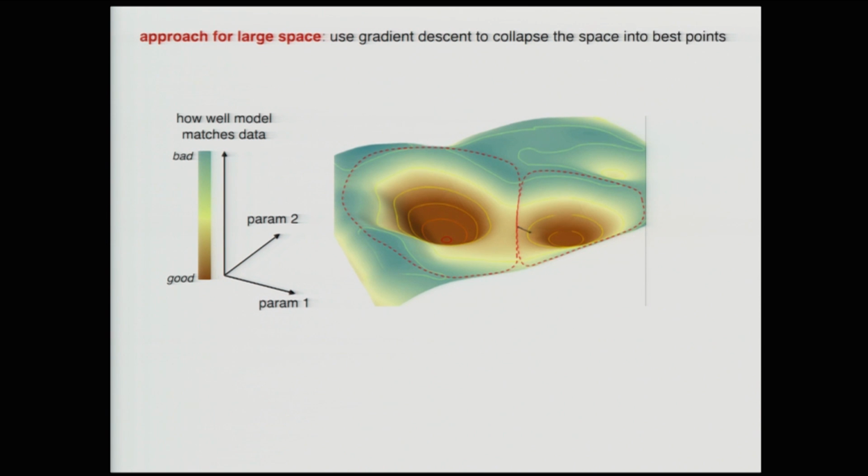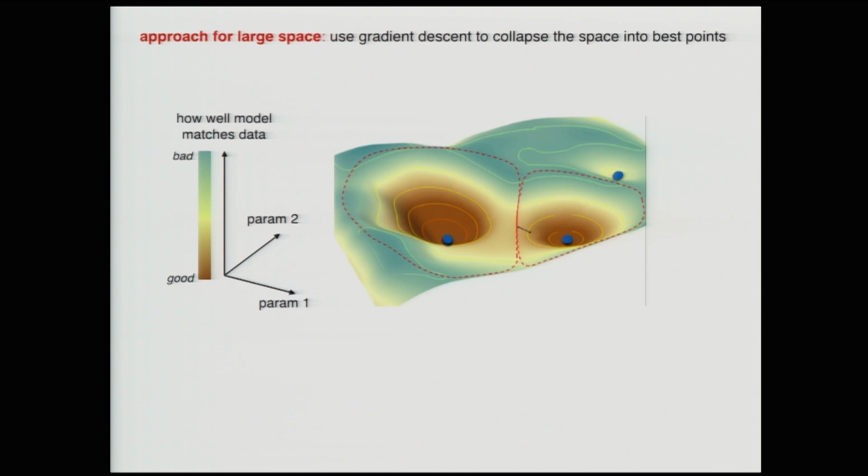For any particular set of parameters, we have some measure of how well our model matches the data. And what we like are models that match the data really well. So brown in this kind of schematic. And if we take a bunch of different starting points for the parameter values and follow them downhill in the cost of how good or how bad the model is, well, if we do that, we're going to end up at the bottom of these valleys.